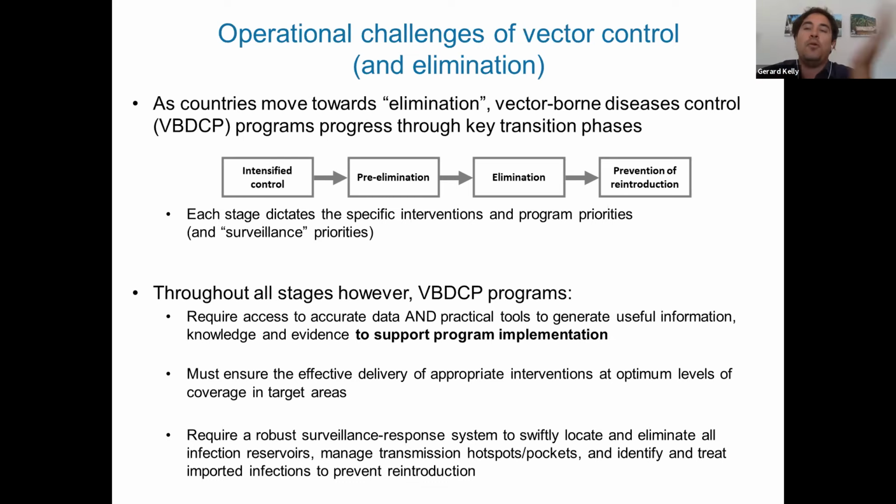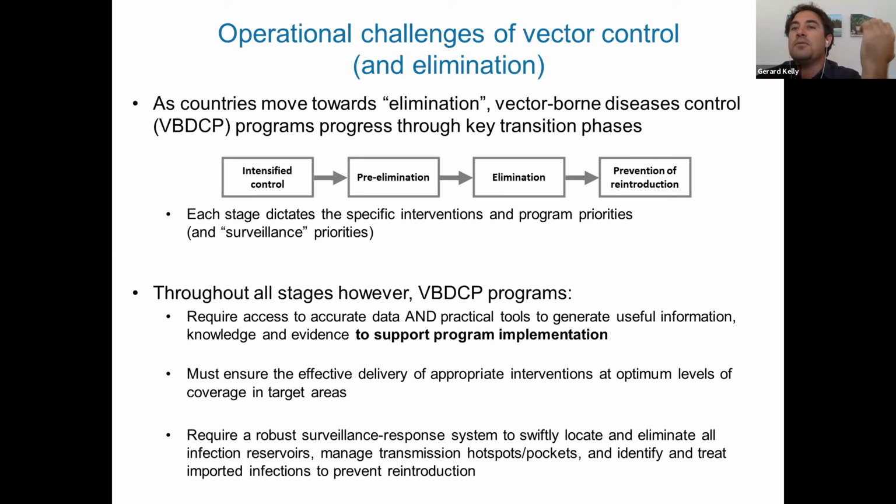However, throughout all those stages, from intensified control to elimination or even eradication, what programs really, really need is access to accurate data and practical tools to generate useful information that actually supports program implementation. And I'm going to really emphasize this throughout what we're going to talk about today, because it's such an important factor that we really do poorly. We need to have useful tools and we need to have access to information to be able to make decisions effectively. And we need to do that so that we can ensure the appropriate interventions are delivered at optimal levels of coverage in our target areas.